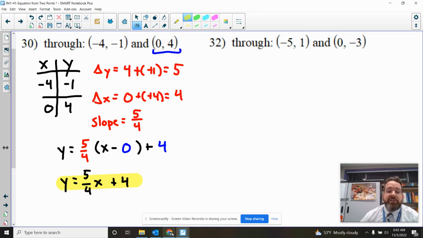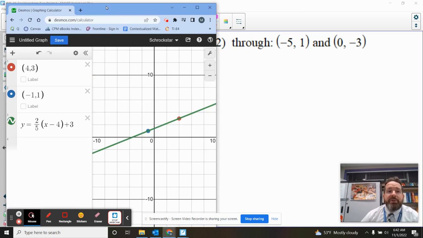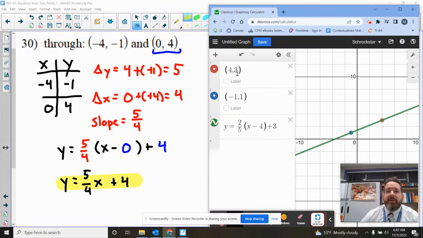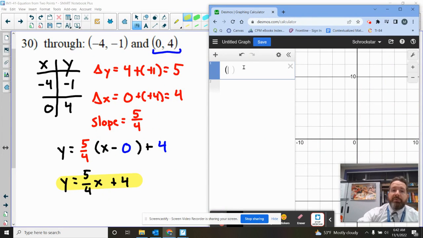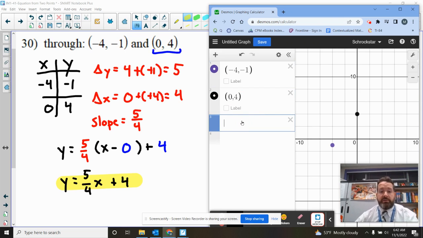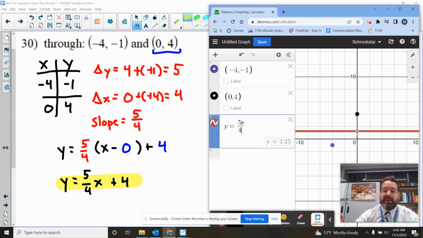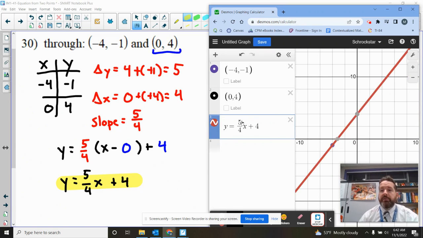Before we move on, let's give it a check. I should be able to plot those two original points as well as my equation and see that they all line up correctly. So (-4, -1), there's my first point. Second point, (0, 4). And now our equation, y equals 5/4 x plus 4. That looks good. I've got my line going through those 2 points.